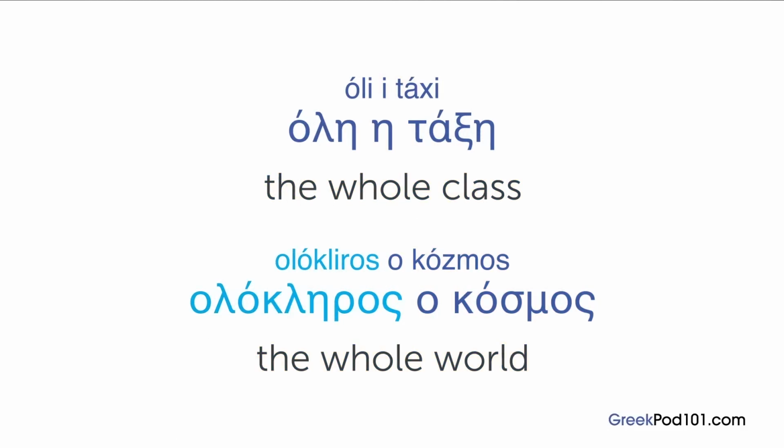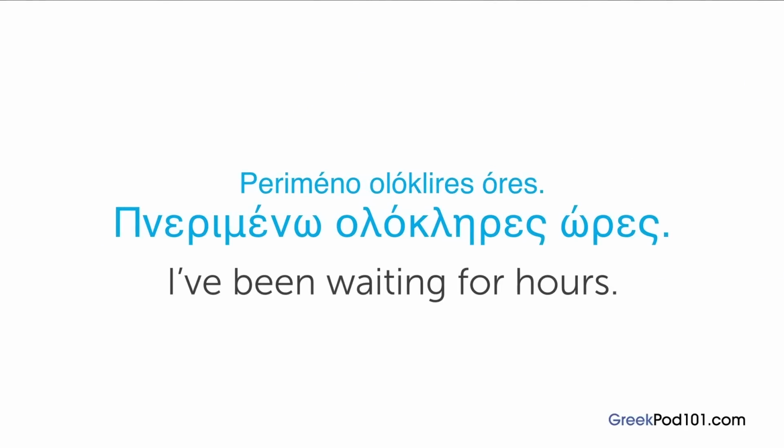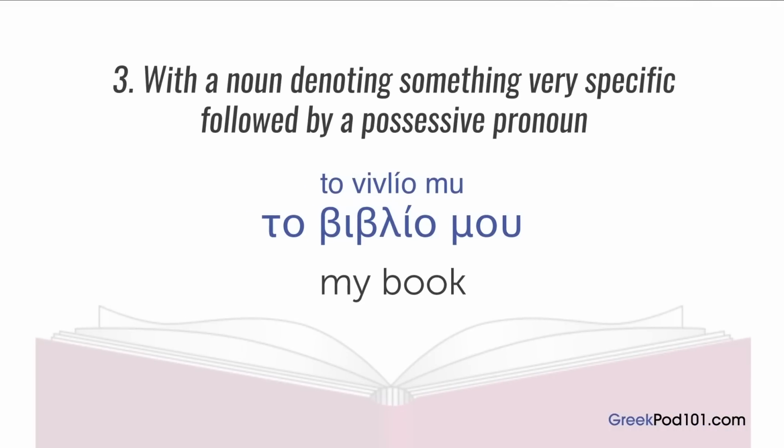However, ολόκληρος might not always require an article. For example, περιμένω ολόκληρες ώρες. I've been waiting for hours. Number 3. With a noun denoting something very specific followed by a possessive pronoun. For example, το βιβλίο μου, my book.